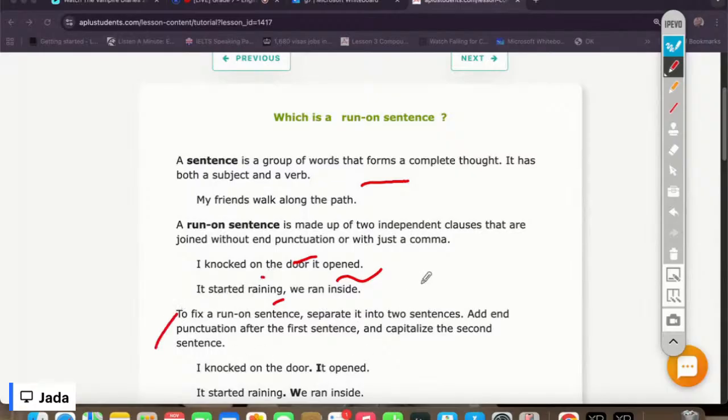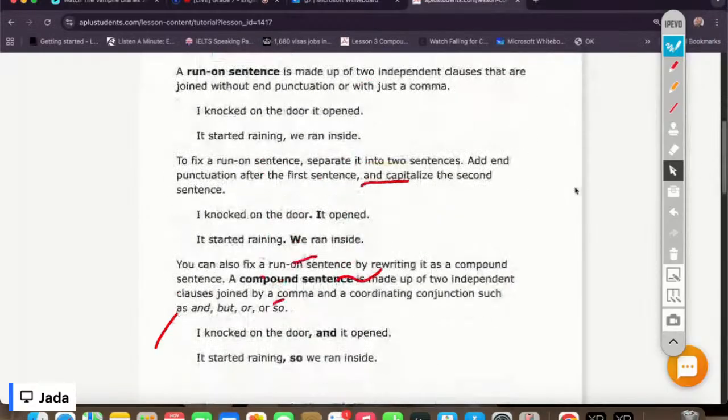So, to fix a run on sentence, you have to separate it into two sentences, add end punctuation after the first sentence, and then you capitalize the second one. All right, so just like we have here, I knocked on the door, it opened. So we put end punctuation and then we start the next sentence with a capital letter.